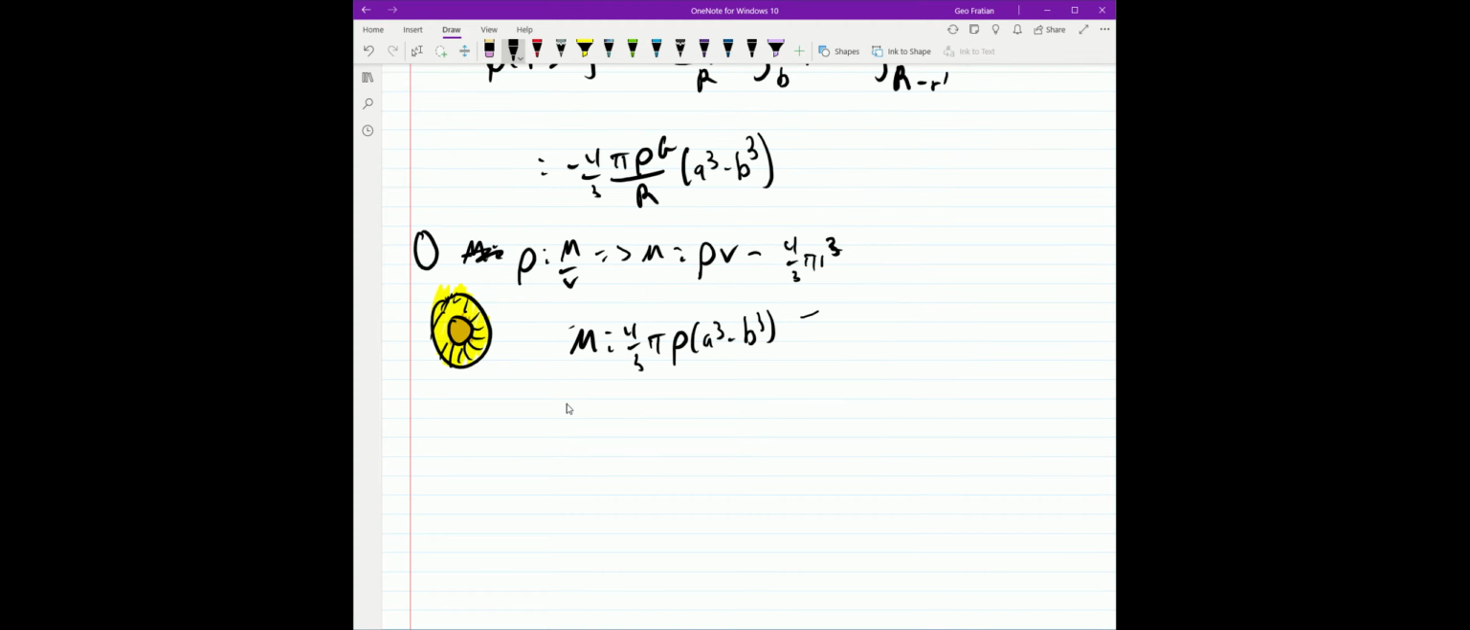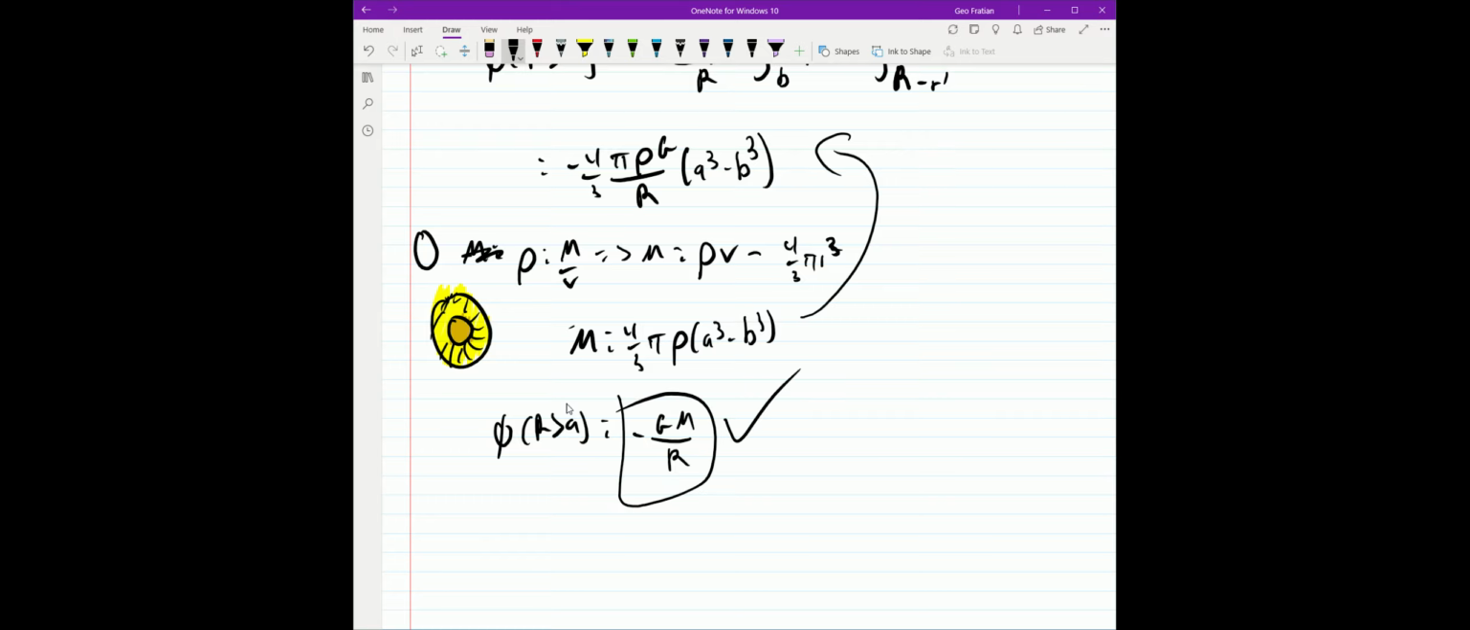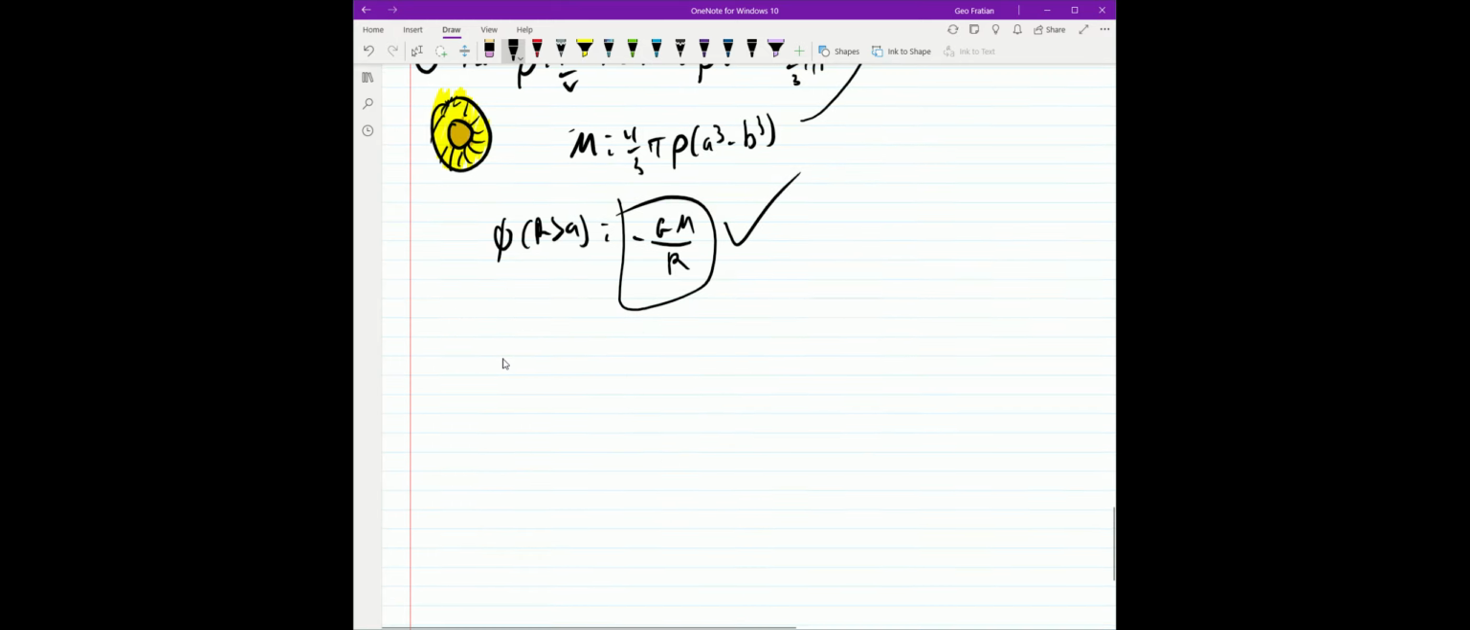If we plug this in here, we now get phi for R greater than a is equal to negative GM over R. And you're like, wait a minute, that's just the general equation, and that's exactly right, because that's what we expect to see.